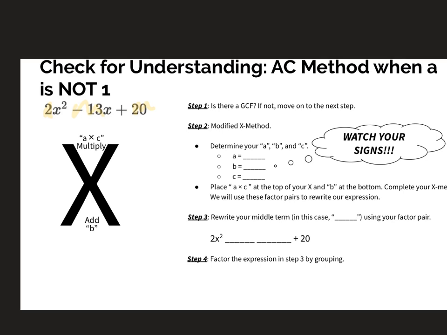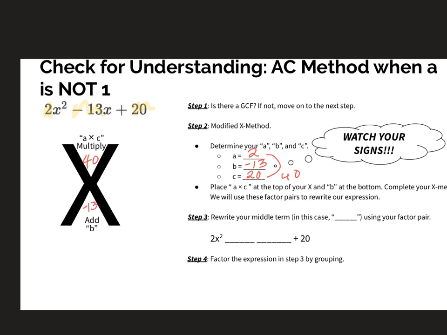I want to do my modified x method. So my modified x method makes me determine what my a, b, and c are. My a, in this case, is going to be 2, my b is going to be negative 13, and my c is going to be 20. What I put at the top is multiplying 2 and 20 together. So 2 times 20 gives me 40. So my AC is going to be 40. So I want to multiply to 40, and I want to add up to this b value, negative 13, over here.